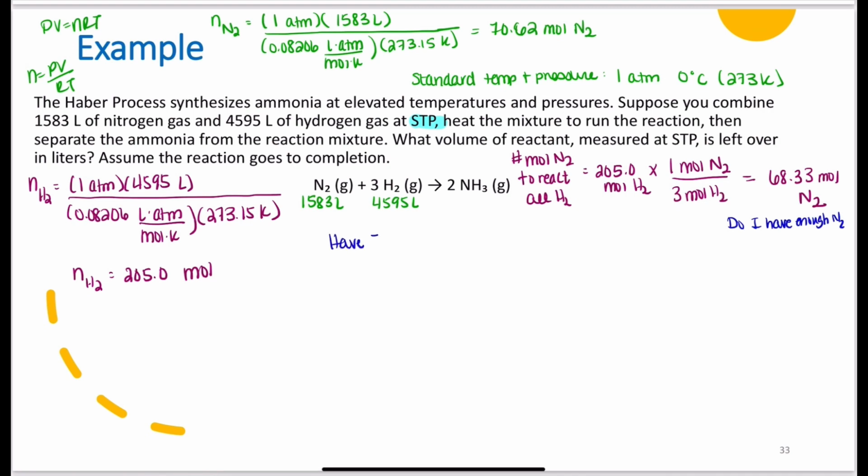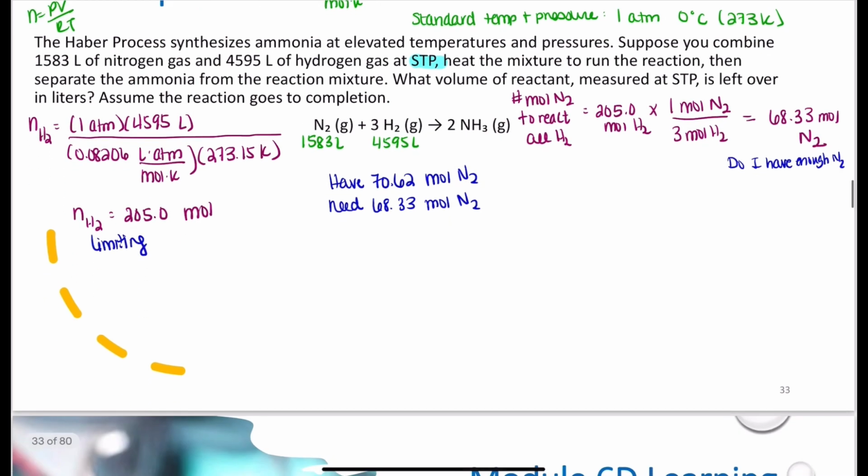I have 70.62 moles of N2. I need 68.33 moles of N2. So yeah, I have enough. My N2 is my excess reactant, my H2 is my limiting. I'm going to take the difference between these two though to figure out how much excess I'm going to have left over. I will have 2.29 moles of N2 in excess.